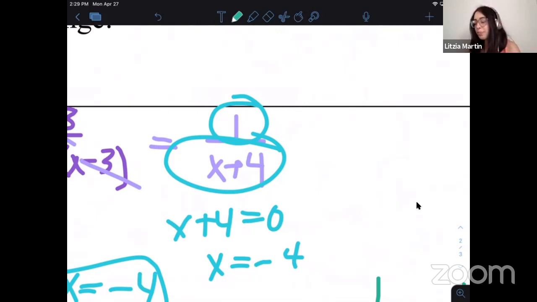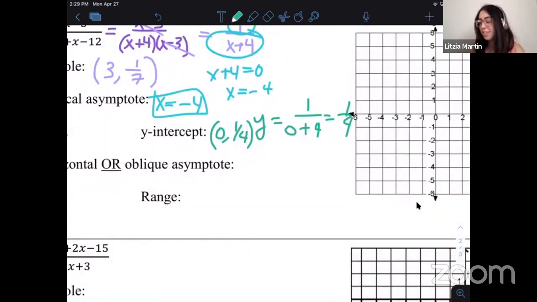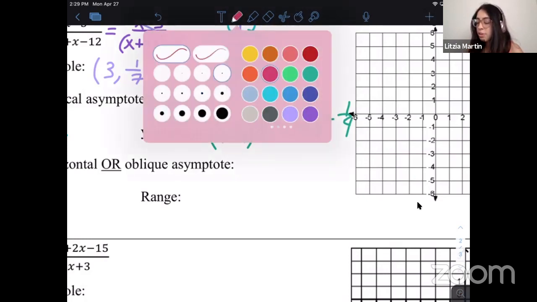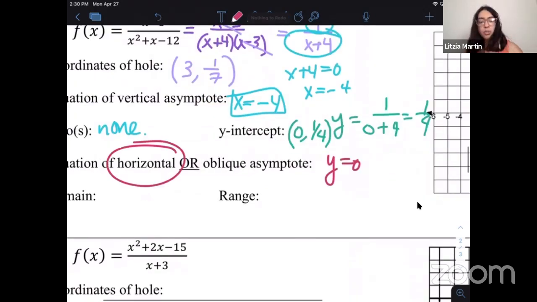Those are my favorites when it's bottom heavy because it's just easy. I just know y equal to 0. It's just a horizontal asymptote. Okay. Are there any questions on that?